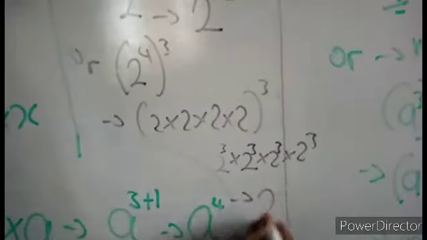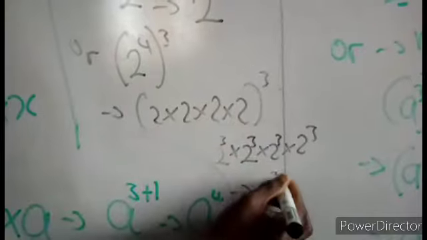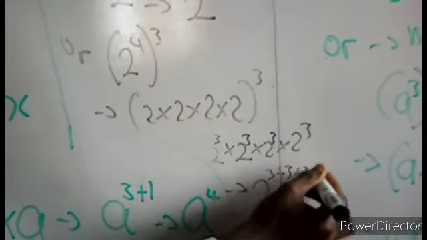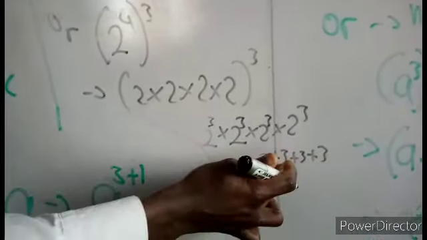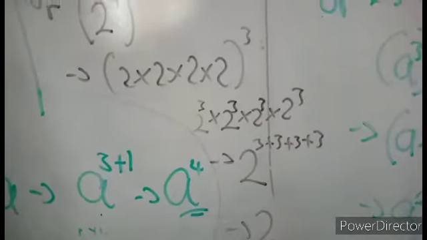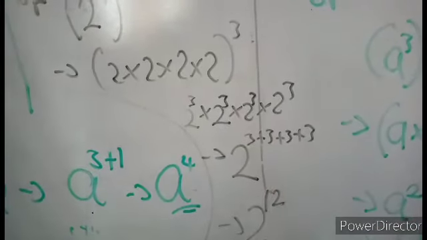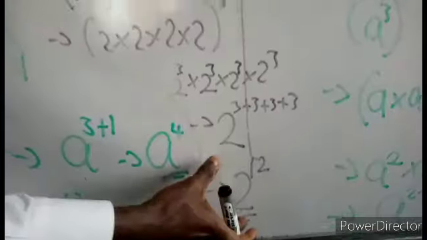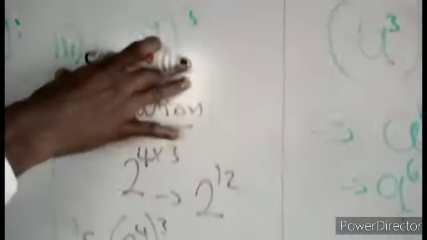So what's common here? 2. So let's add the powers together: 3 plus 3 plus 3 plus 3. 3 plus 3 is 6, plus 3 is 9, plus 3 is 12. The answer is going to be 2 raised to the power of 12. So you can use the expansion method or use the indices method.